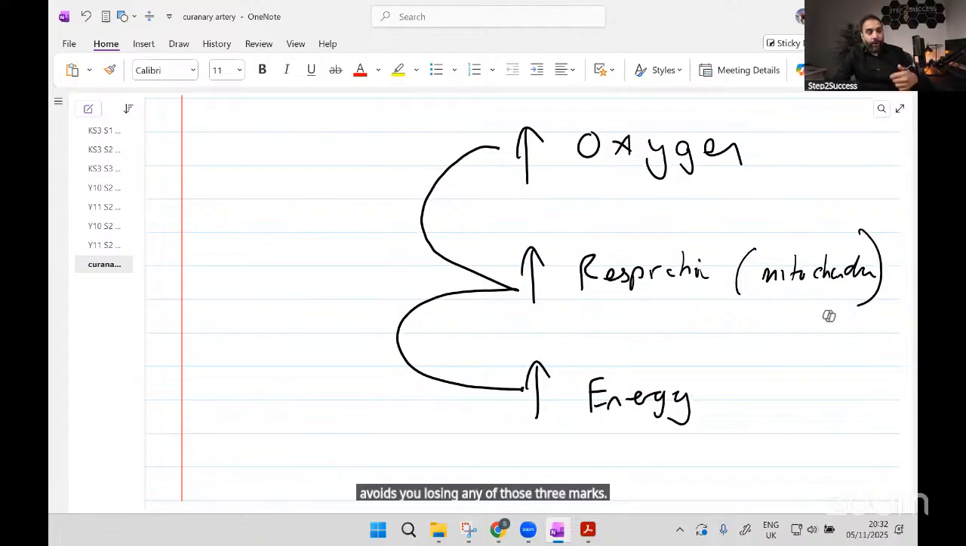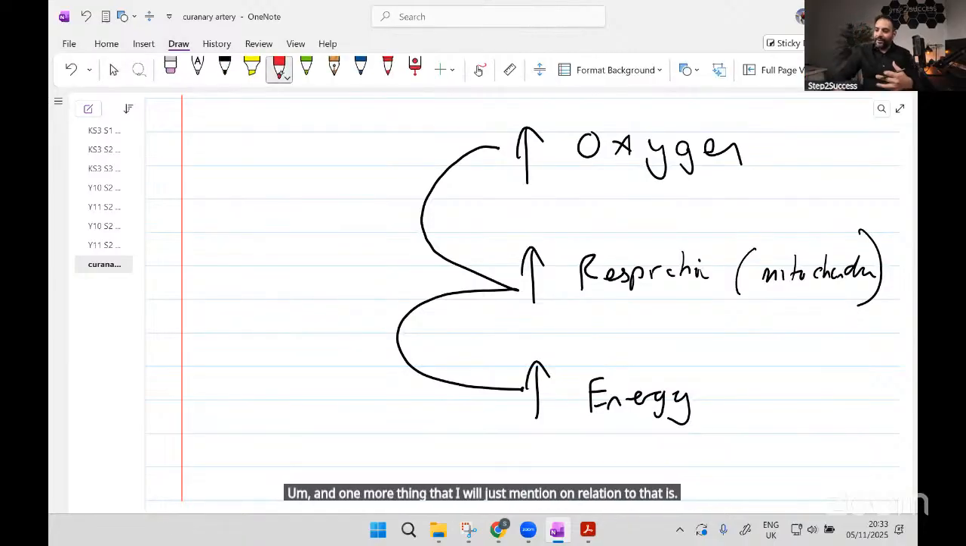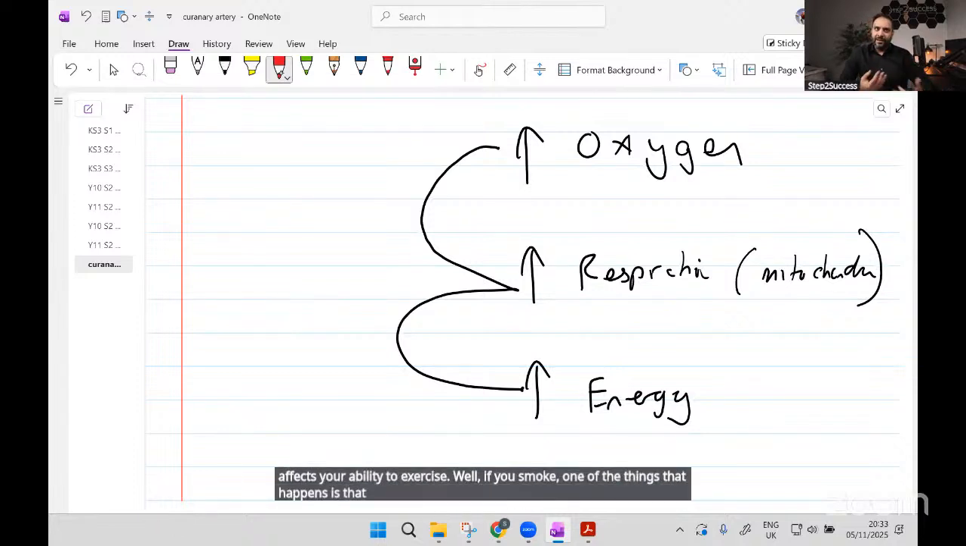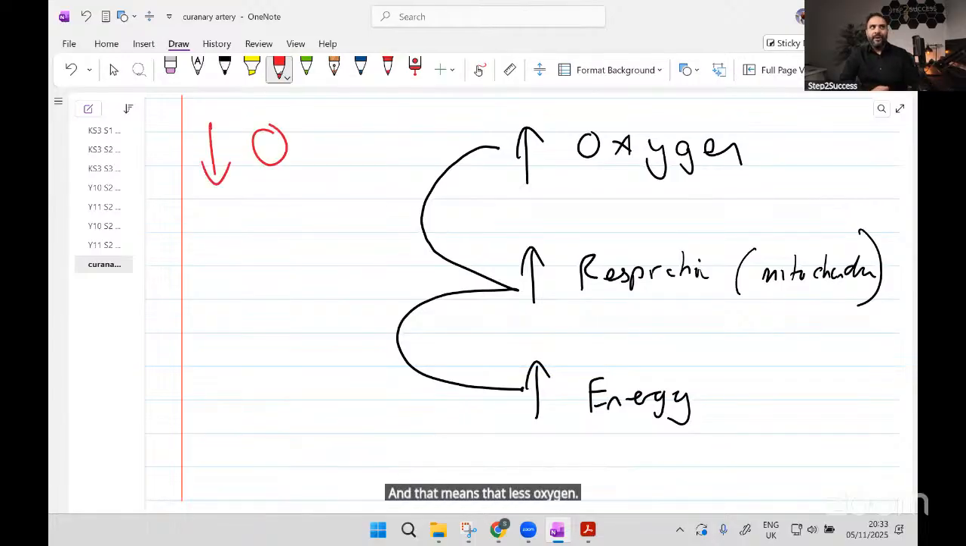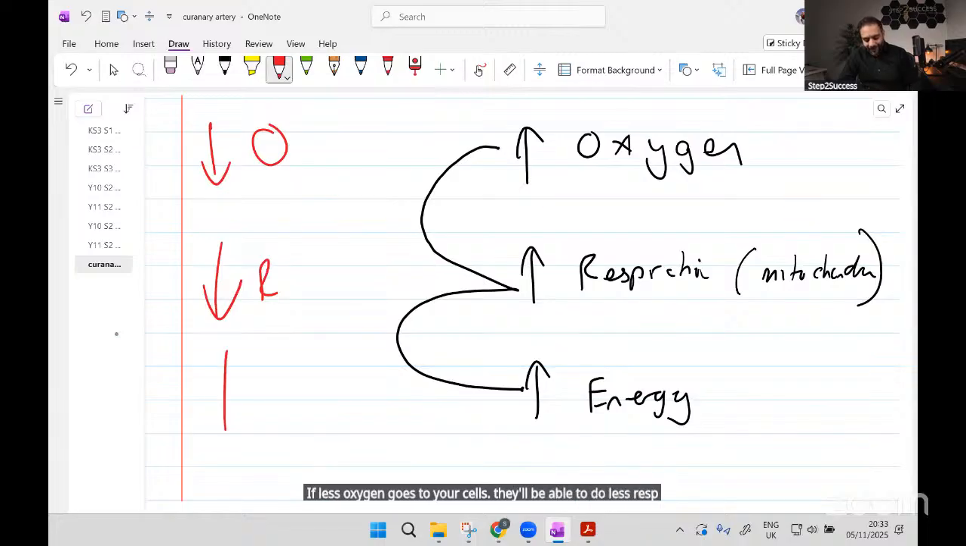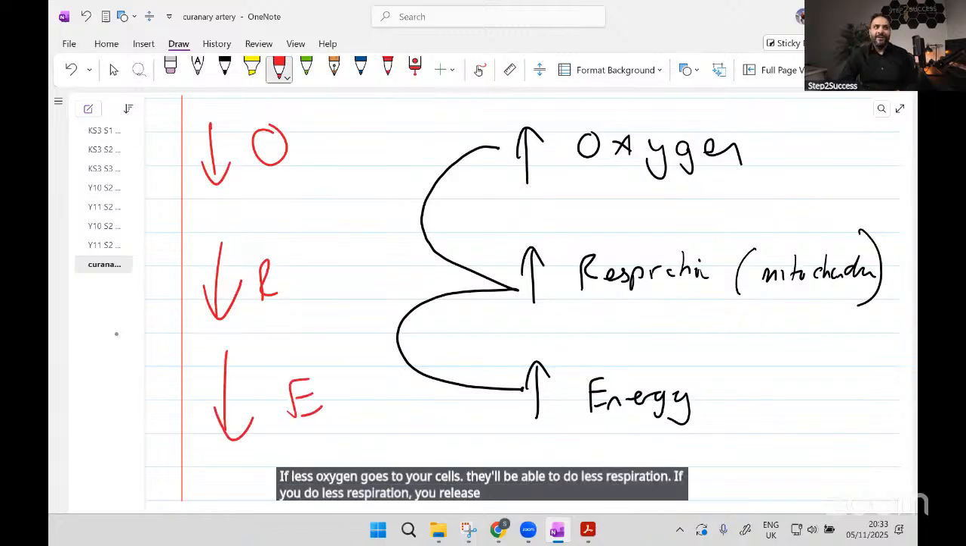And one more thing that I will just mention in relation to that is another question that I could link to this explanation is why, for example, smoking affects your ability to exercise. Well, if you smoke, one of the things that happens is that your lungs get a bit damaged, and that means that less oxygen goes around your body. If less oxygen goes to your cells, they'll be able to do less respiration. If you do less respiration, you release less energy, and therefore you'll find it difficult to exercise as much.